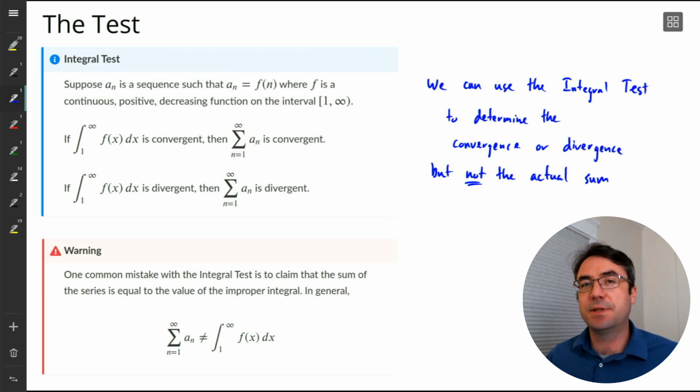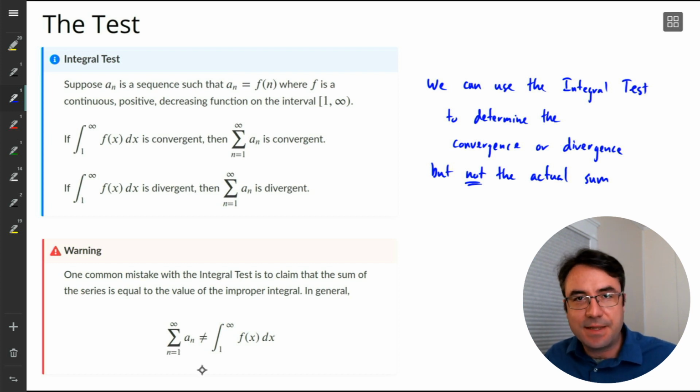So the integral test is really telling us the sum exists if our series is convergent, but it doesn't tell us what the sum actually is. It's a common mistake, and we have the warning here. Once we go through the integral test, we'll be calculating this improper integral. And in general, the value of this improper integral does not equal the sum of our series. It's going to be tempting, but that's not true. So just a warning there.